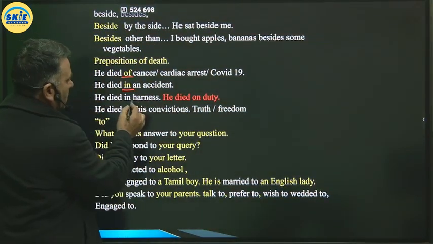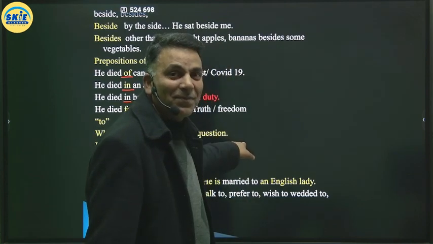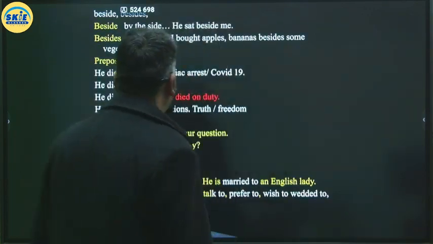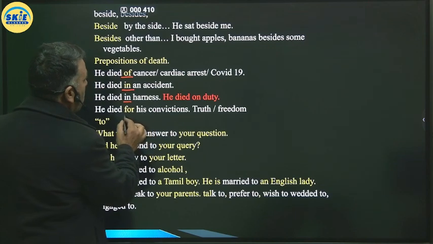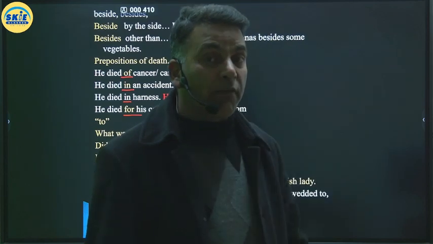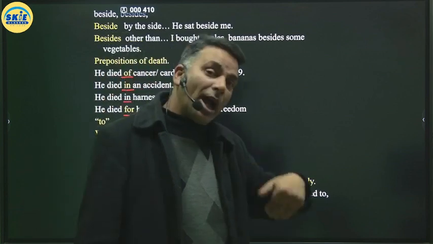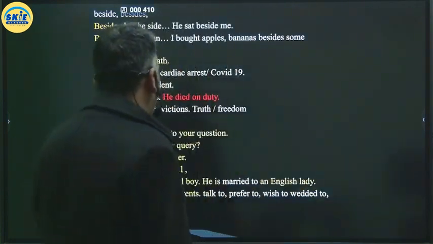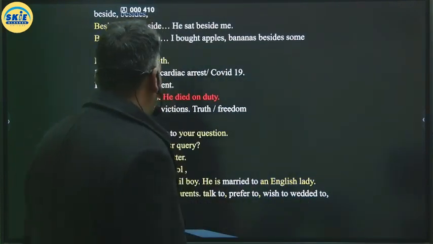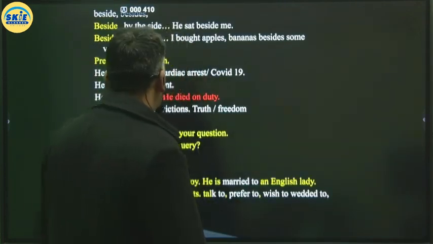He died in harness. In harness means on duty, but he died on duty. So this word harness takes in, but duty takes on. And then you have he died for. He died for a cause. He died for his convictions, right? He died for truth. He died for freedom. He died for his convictions, etc. So even death has different types of prepositions, right, guys?